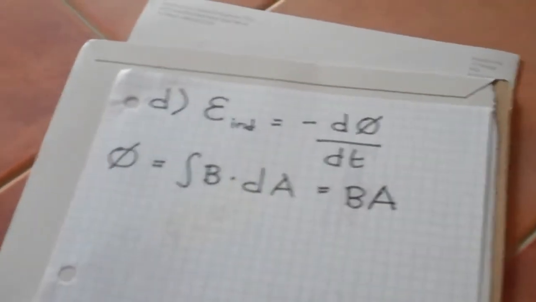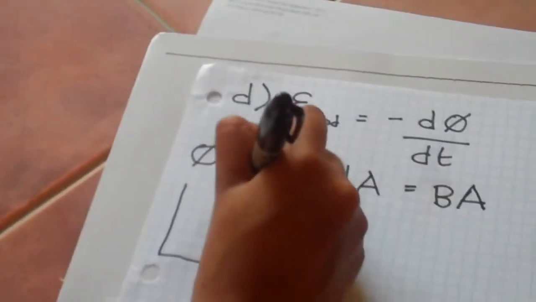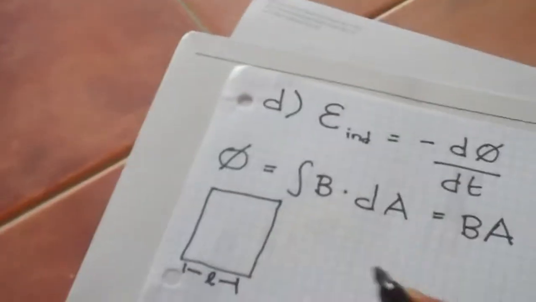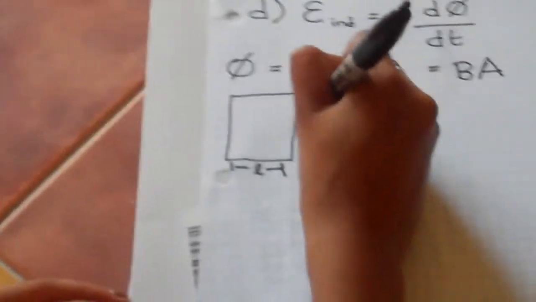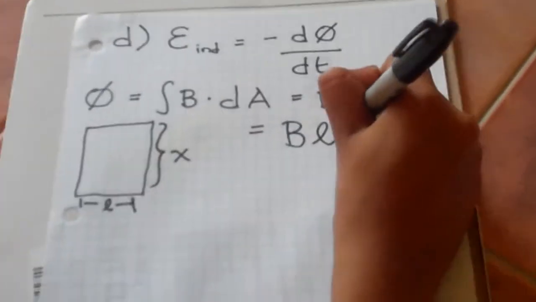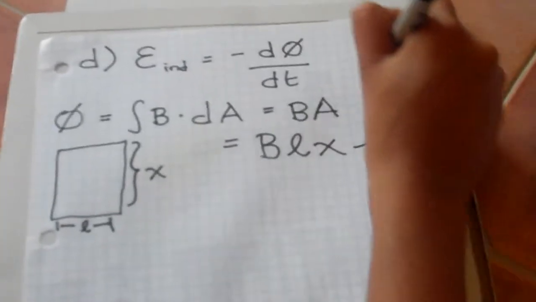Now, if we look at our original diagram, we had a rectangle of wire, and the width is given as L. And now I'm going to designate this side as having a length of X. So now the area of this rectangle is going to be equal to BLX. So now we have an equation for flux that we can now substitute back into our equation for induced EMF.